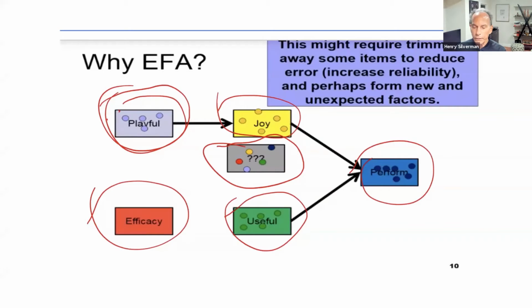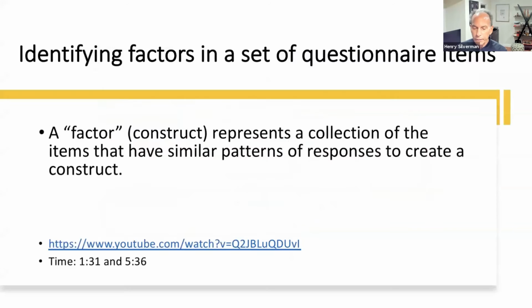So each one of these constructs is called a factor. Identifying factors in the set of questionnaire items: a factor or a construct represents a collection of the items that have similar patterns of responses to create a construct. If you have some questions that are not related to the other questions, you want to eliminate those questions from your construct. So how do we determine this?